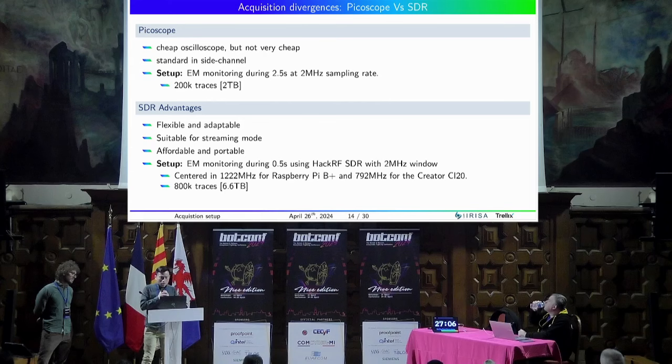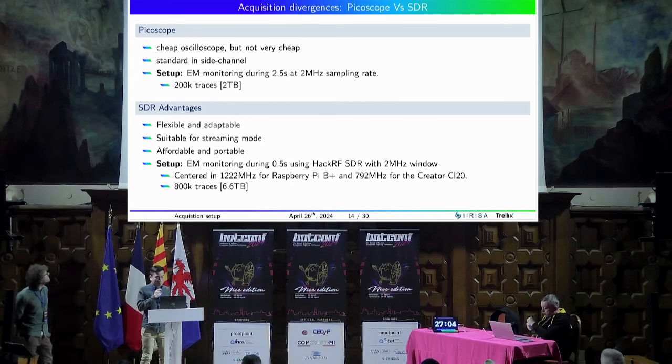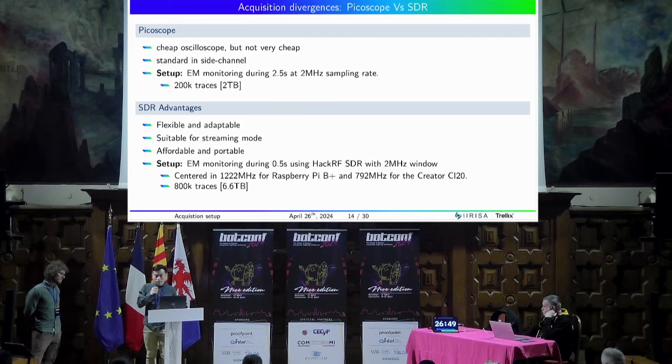This is a standard device in the side channel community, and the device was monitored for 2.5 seconds at a 2 megahertz sampling rate, and we got around 200,000 traces, which cost us around 2 terabytes of data. So after all of the experiments, we got 2 terabytes of data.